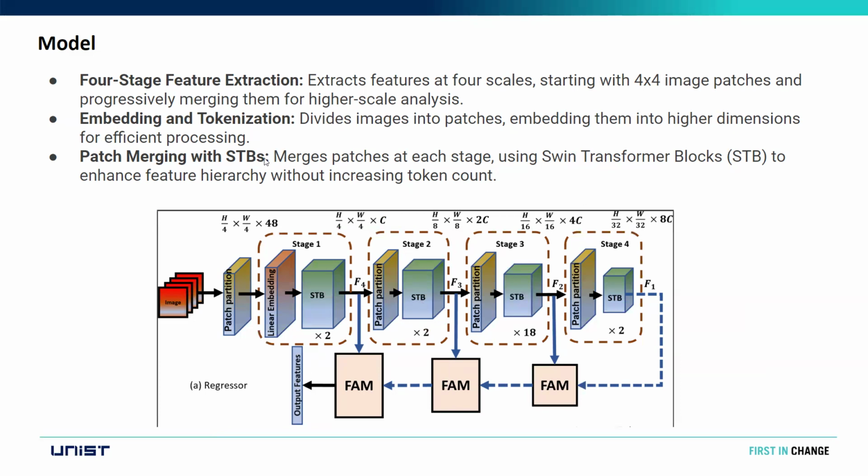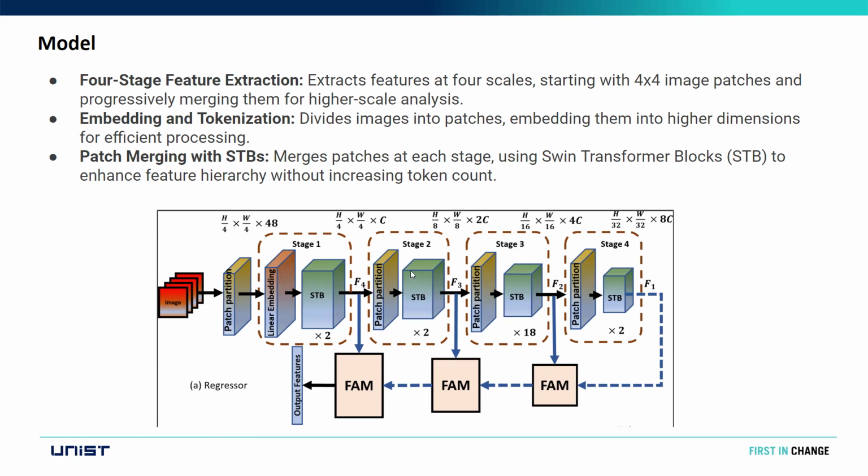So embedding and tokenization, they try to divide the image into patches, embedding them into higher dimension for efficient processing. So first, the given image, they try to divide it into 4 patches, and this is just the dimension of the patches after they divide it into 4. And after that, they give it to stage 1. Stage 1 uses some linear embeddings and the Swin transformer, and it will output some features that contain a certain number of vertices and dimension.